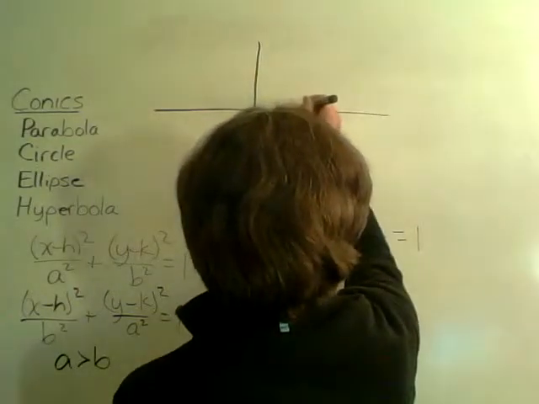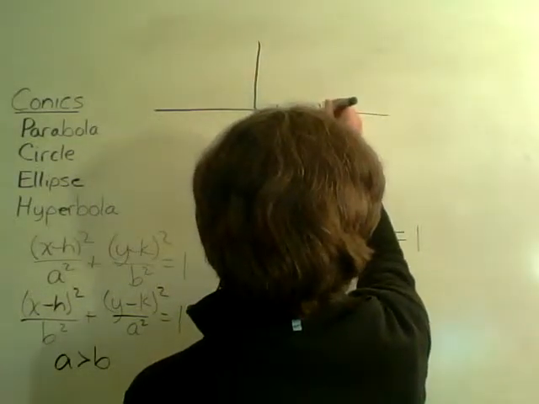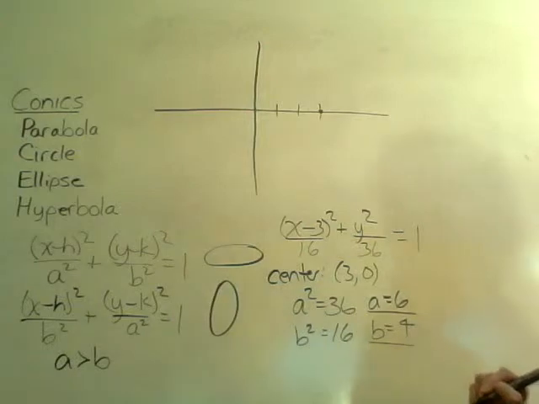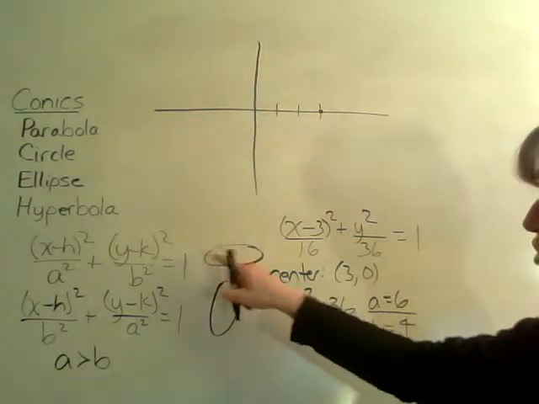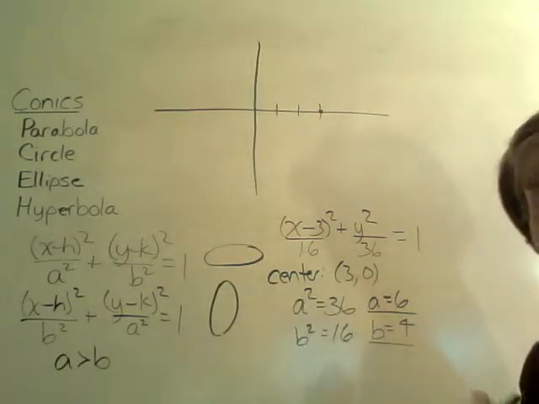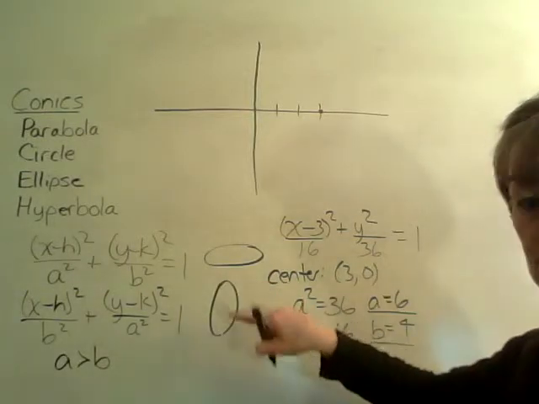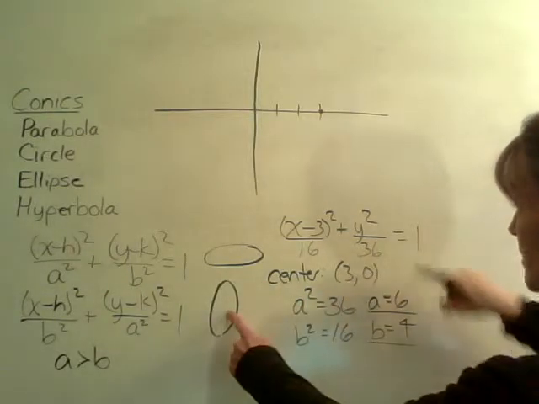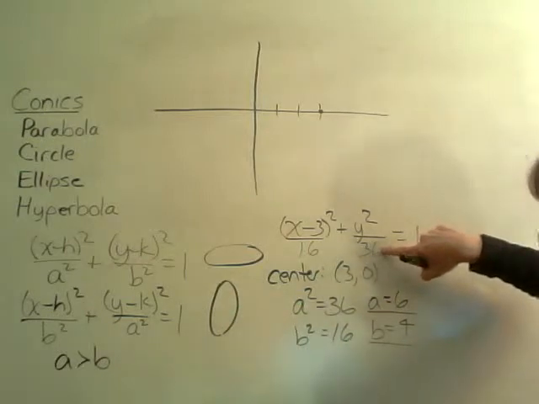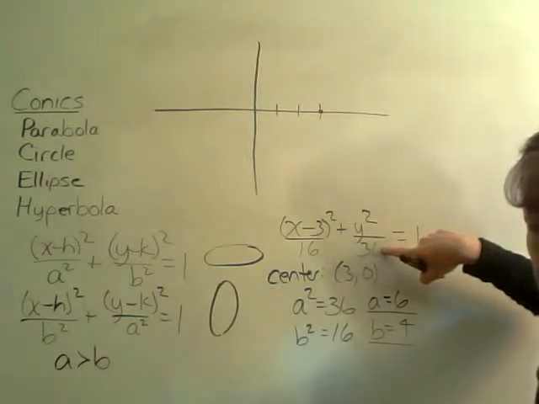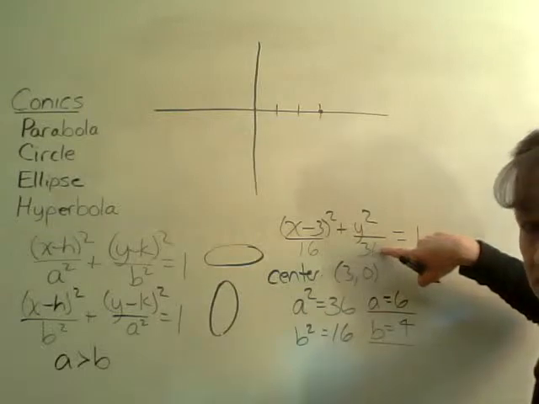So 1, 2, 3, and there's my center. Now, an ellipse is going to be longer one way than it is the other. In this case, my largest number is under the y squared, so I have a vertical ellipse. That means that I'm going to go 6 units away from the center on both ends to get my vertices.